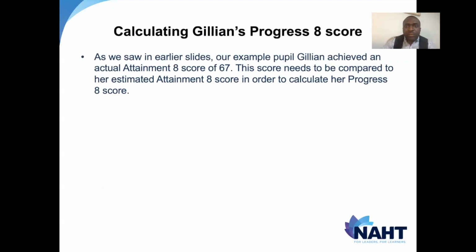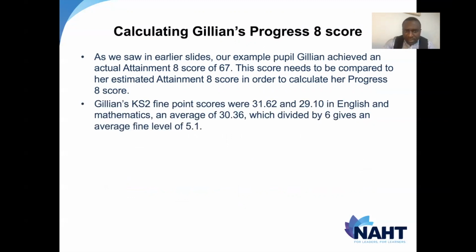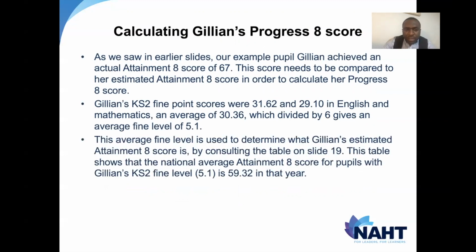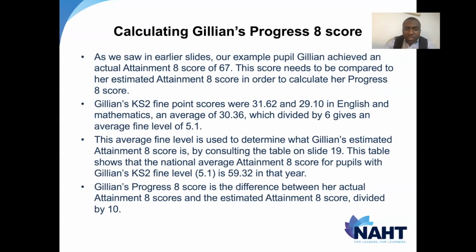Now, Gillian's Progress 8, as you saw in earlier slides, is 67, yes, we got that. And Gillian's Key Stage 2 fine point was 31. Okay, yeah, we got 5.1. So 59.32, like I just showed you in the table. So Gillian's Progress 8 score is the difference between her actual attainment score and her estimated score, divided by 10.